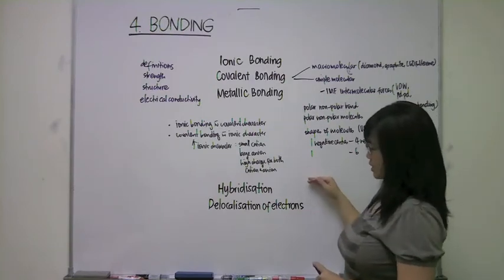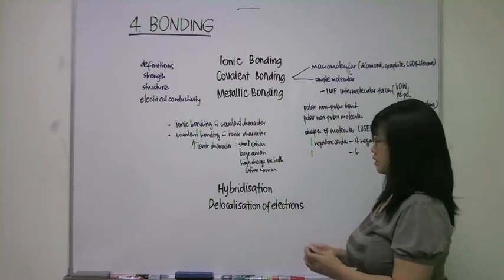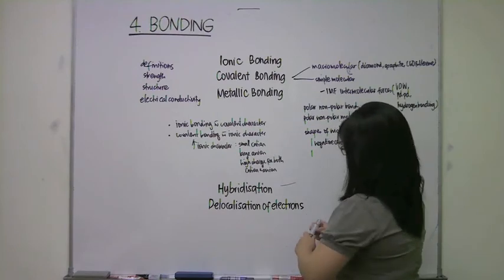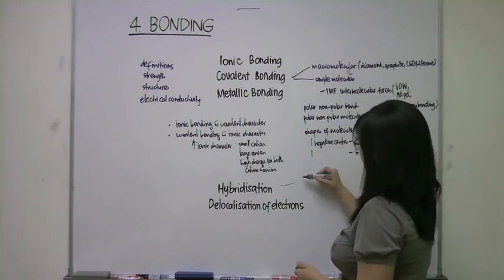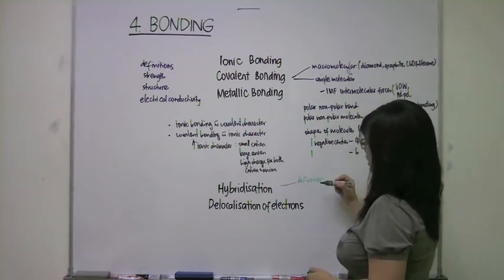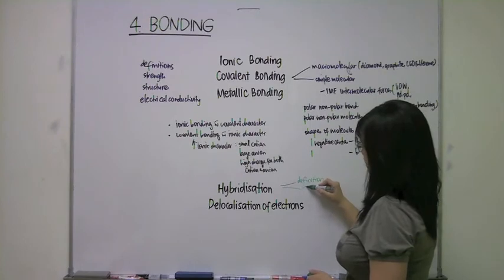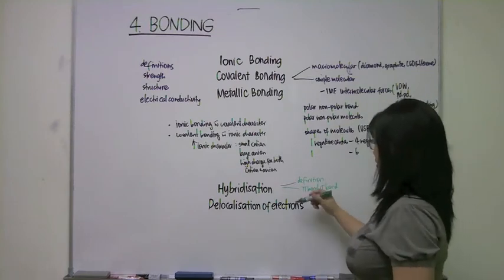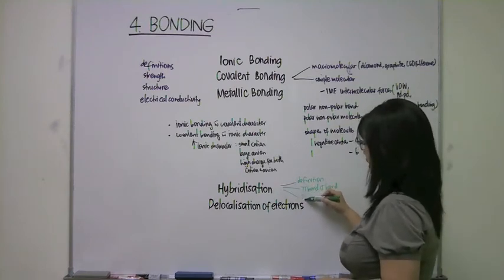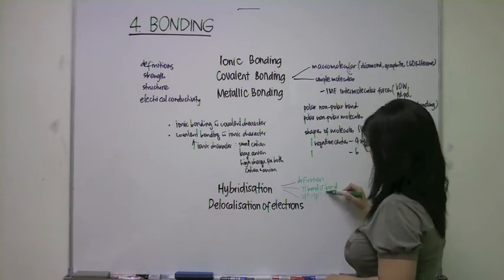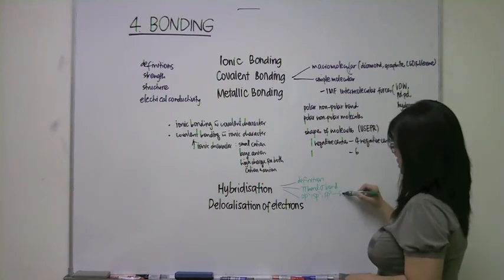And for HL, you need to discuss hybridization and delocalization of electrons. Here you have to discuss the definition, and about pi bonds and sigma bonds. You need to explain hybridization and how you can determine whether you have sp, sp2 or sp3 hybridization.